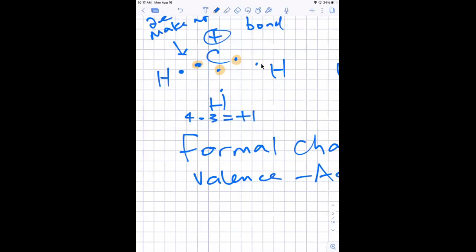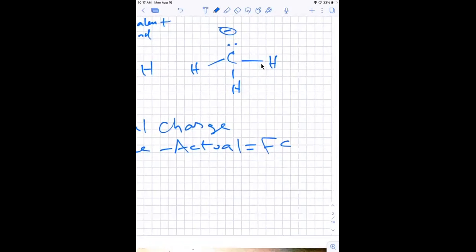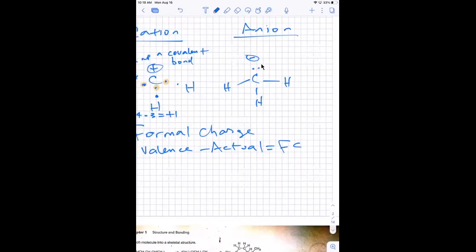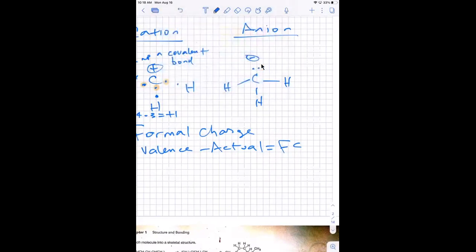We're going to do this a lot more, so don't panic if it's not clicking right away, because we've got a lot of examples where we're going to calculate formal charge. All right. Any questions about that? All right. Let's look at the anion. What's the valence? Again, valence minus actual is how we're going to calculate that -1 charge. Valence is what? 4. What's the actual? 5. Good.